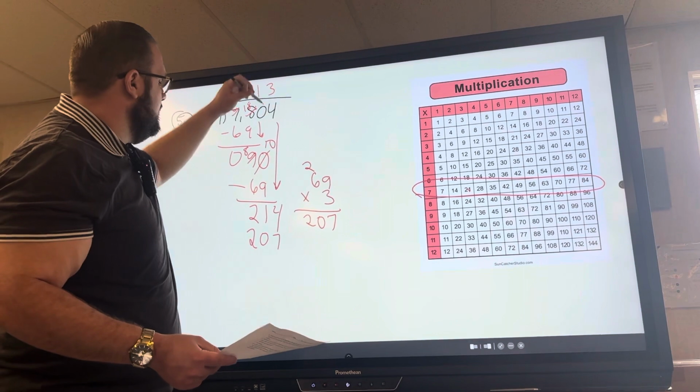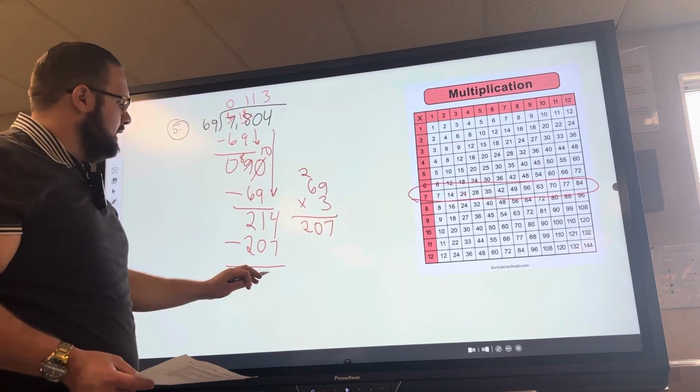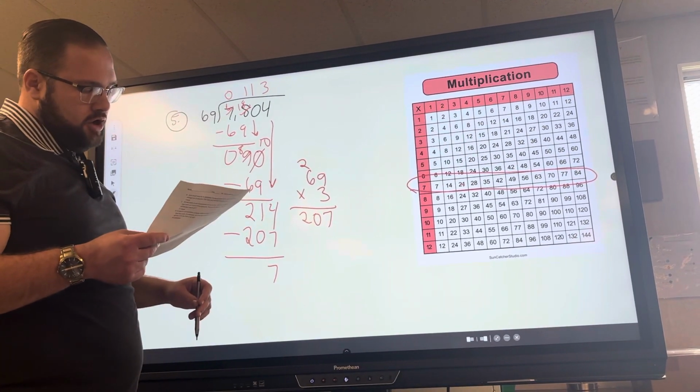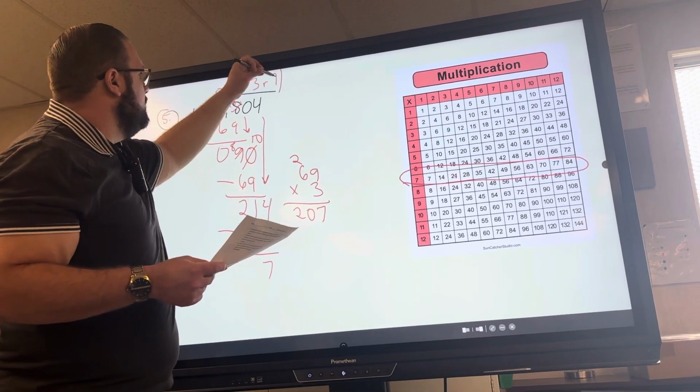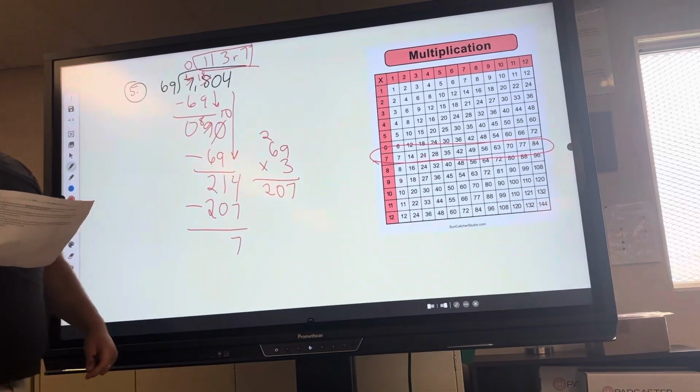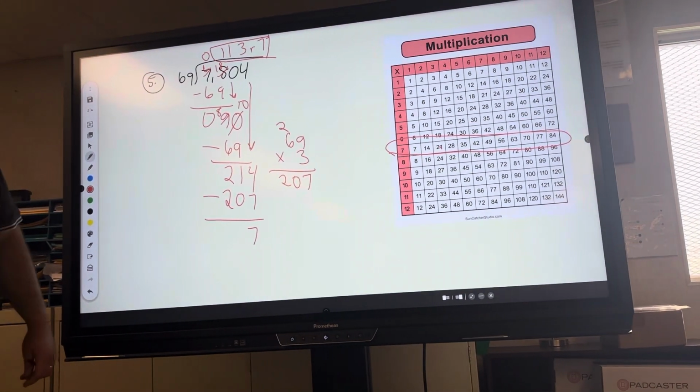So it's going to go in there 3 times. And you get 7 left over. So it's 113, remainder 7. I'll say it again in case you didn't hear me. 113, remainder 7. Okay?